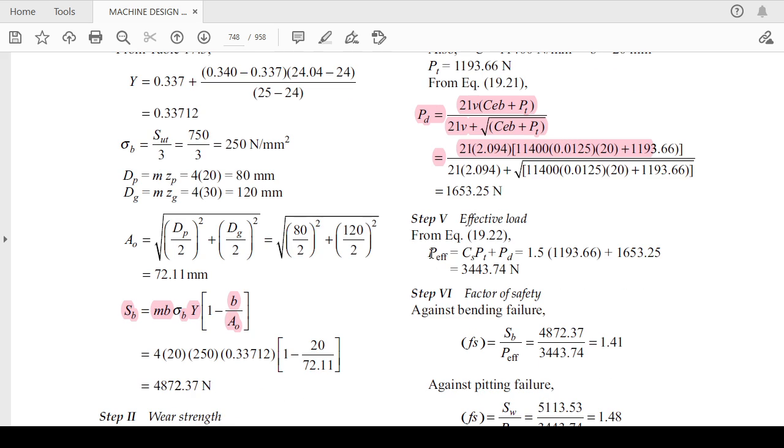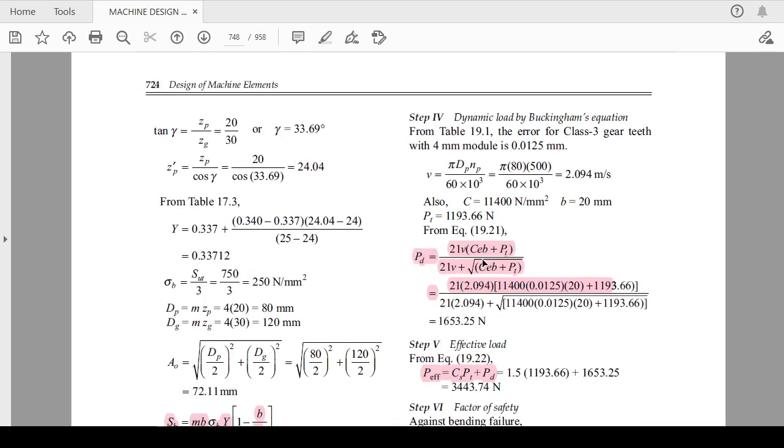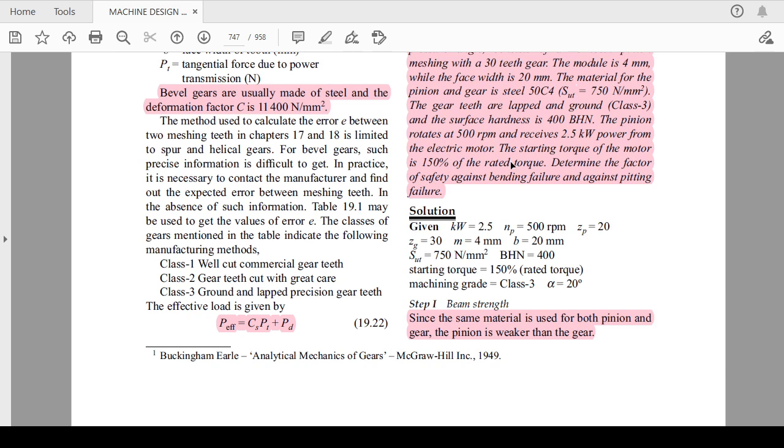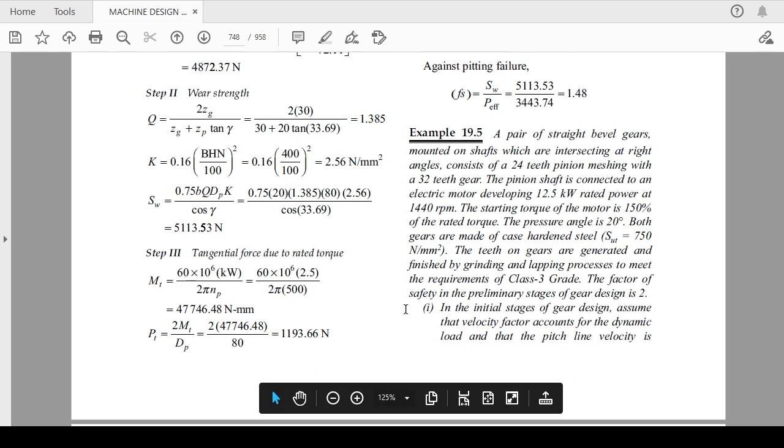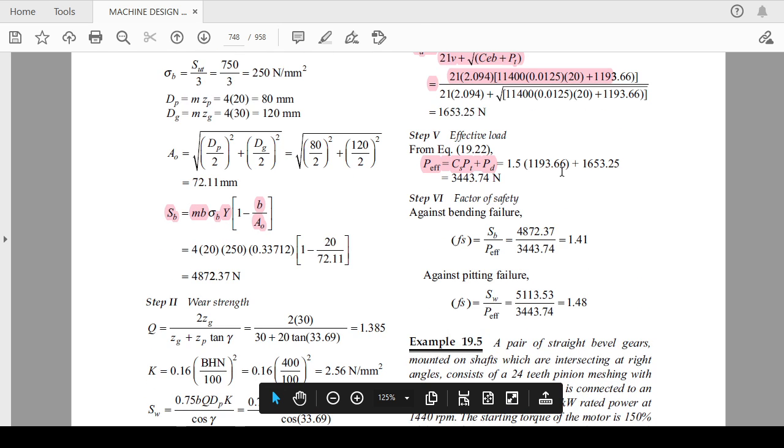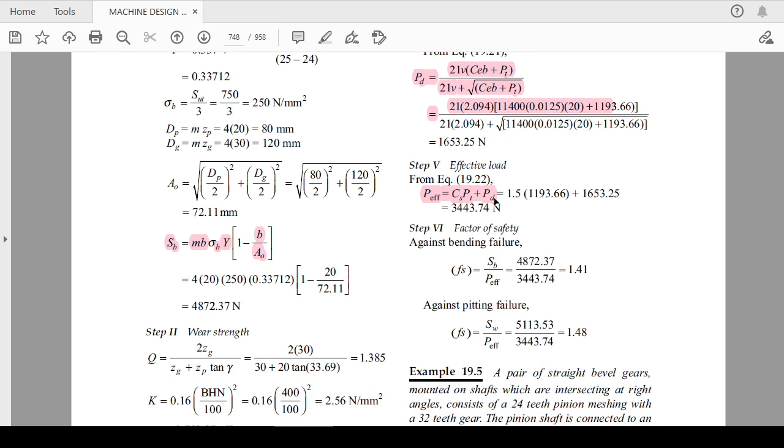Now you have to calculate the P effective, which is equal to service factor multiplied with PT plus PD. Service factor, how you have to calculate? As this statement is given, that starting torque of the motor is 150% of the rated torque, and as you know that service factor is nothing but the ratio of this value, then in this way your CS value will be equal to 1.5, okay, which they have already used here. 1.5 multiplied with the PT, which you have already calculated here. The value of PT is 1193, write it here, and the value of PD, which is dynamic load, is 1653.25, write it here and add this value. Then you will get the value of P effective.